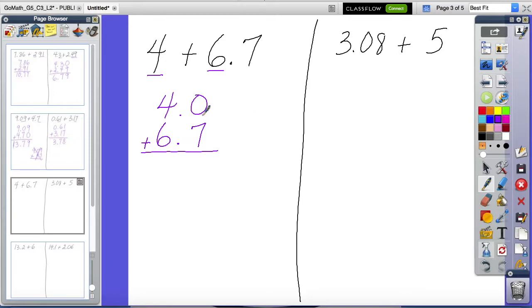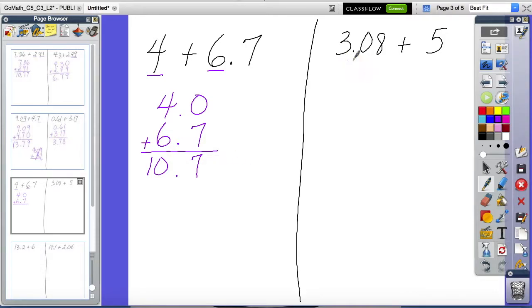Remember, just like it's okay to add zeros behind the last decimal place in a number, you can add a decimal and zero behind any whole number and not change its value. It's kind of like saying $4 is the same as $4.00 written that way. Okay. Now, we're set to add. We bring our decimal point down. 0 plus 7 is 7. 4 plus 6 is 10. 10 and 7 tenths would be the sum.